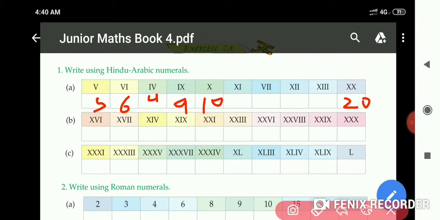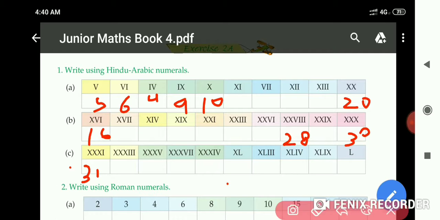Now come to B part. It is written 10 and then 6. 10 plus 6, it is 16. Then 28, 30. By this we can identify the numbers and we can write down the Hindu Arabic numbers. Now come to C part. X, X, X, 1. So this is 31.